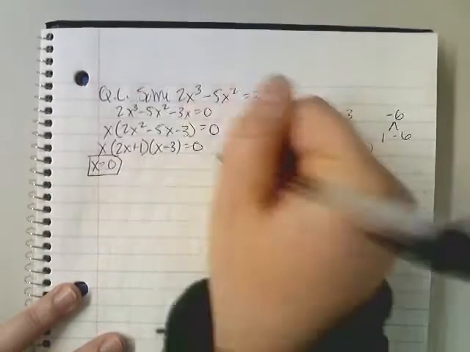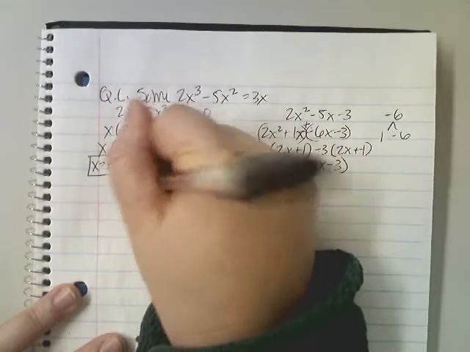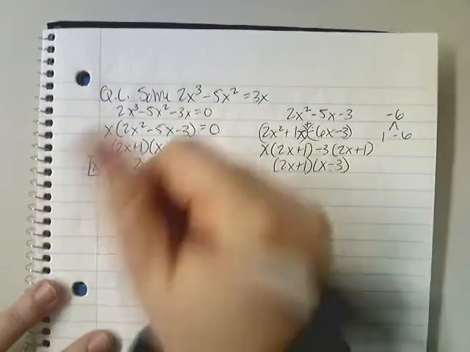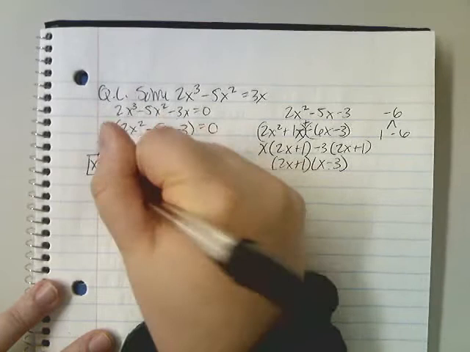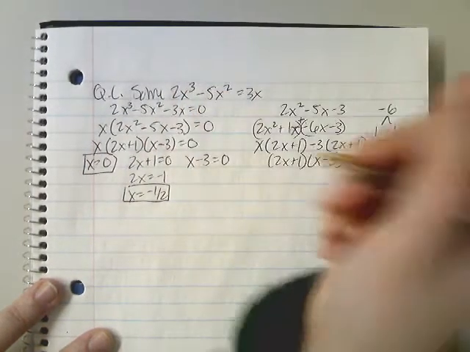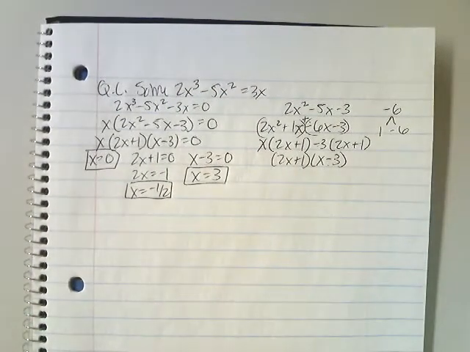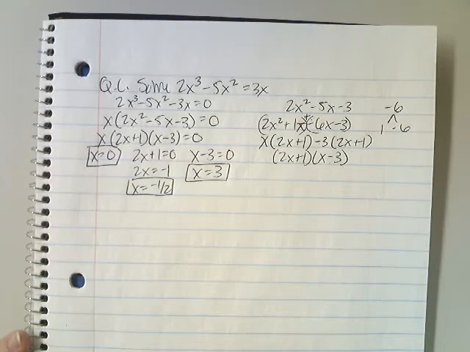So my first solution will be x equals 0. The next one is 2x plus 1 equals 0. So I subtract 1 from both sides, and I get 2x equals -1, so x equals -1/2. That's my second solution. And then last but not least, I have x minus 3 equals 0, so x will equal 3. And those are the 3 solutions to that cubic trinomial.